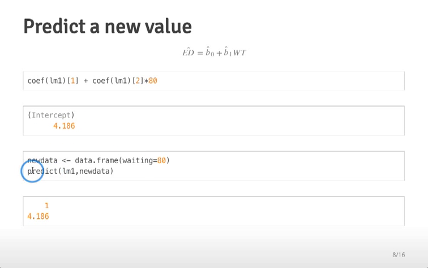You can also use the predict function in R to do the same thing. The way that you do that, you have to pass the predict function your original lm object and also a data frame that has values for the variables that you would like to predict. So for example, in this case, we have this waiting variable.